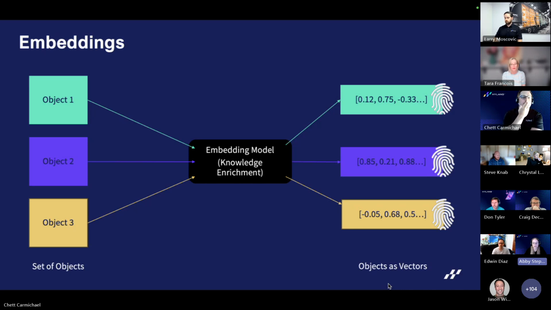One of the processes we're showing today for embeddings is illustrated on this slide. Let's say we're training it with objects 1, 2, and 3. These objects will go through the embedding model, aka knowledge enrichment. And the output of this will be embeddings in the form of vectors, the fingerprints of each object.